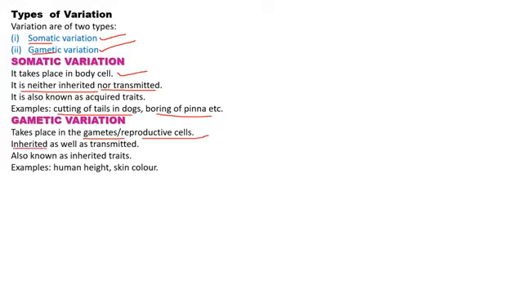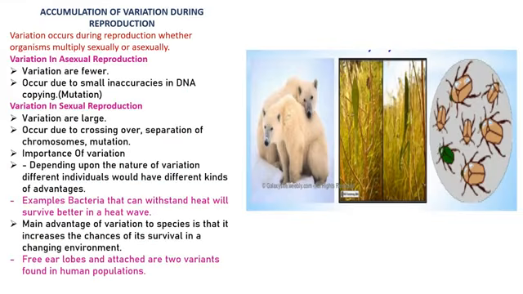They are also called inherited traits, for example skin color, right? Europeans, even their babies will have fair skin, and the people staying in Africa, we can say Negroes, have dark skin, so that is inherited. Because that change is there in their genes, that is present in their reproductive cells. So these are gametic variations.